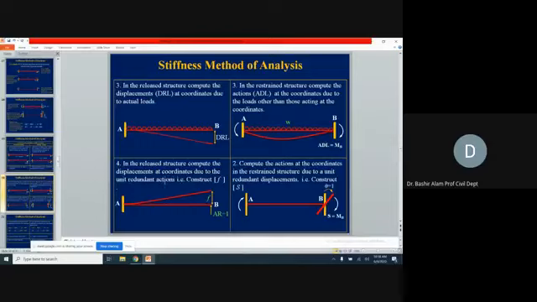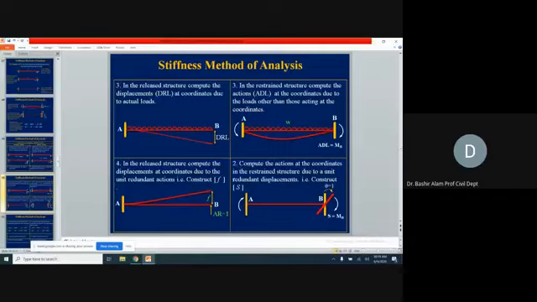Now, step number 4 is, in the release structure, compute the displacement at coordinates due to unit redundant action, and thus construct the F matrix. So in the release structure, we go turn by turn. We subject this to the redundant unit action corresponding to the redundant action, and we start finding out the flexibility coefficient values.